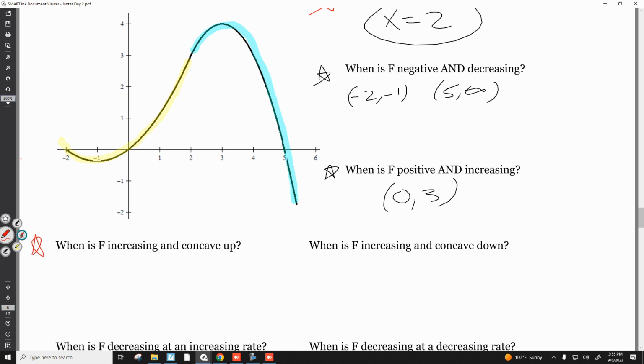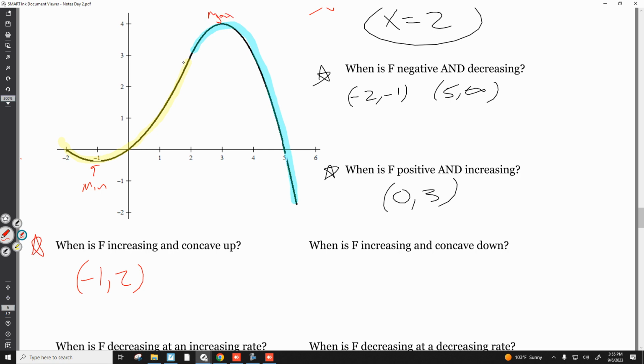When is f going up and concave up? Tell your neighbors, what do you get? I got -1 to 2. I'm going up and I'm concave up. It's not starting at 0. I start at a min. The min's at -1. The max is at 3. So -1 to 2, I'm going up, concave up.